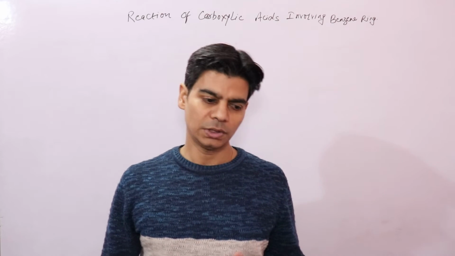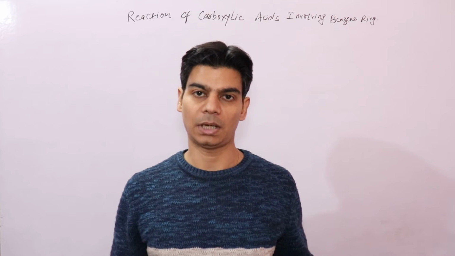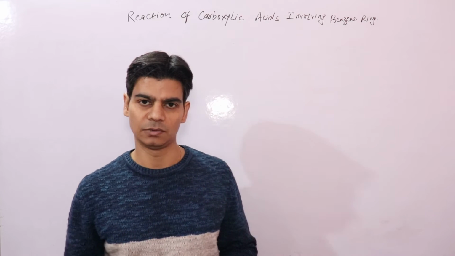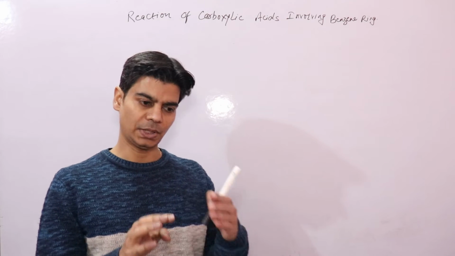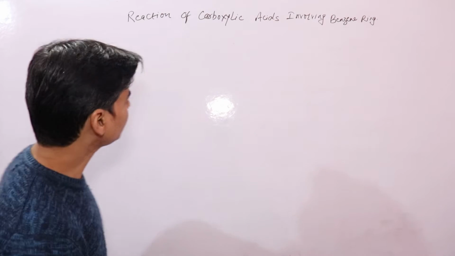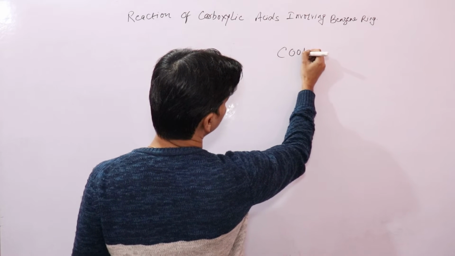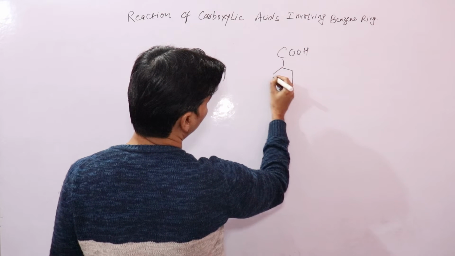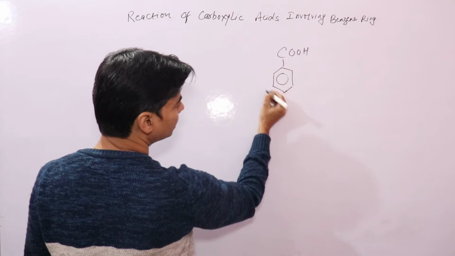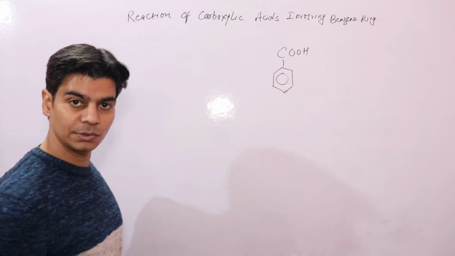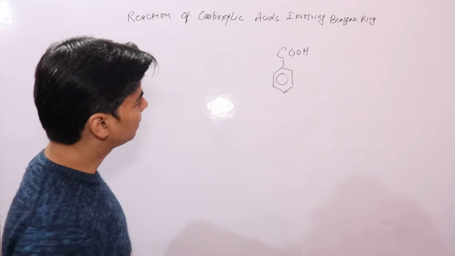In this lecture we will look into those reactions of aromatic carboxylic acid where your benzene ring is involved, right? So mainly the reactions will take place at the benzene ring. First, let's look at benzoic acid. In reactions where the benzene ring is involved, substitution will take place at the benzene ring. Let's see what kind of substitution will take place.